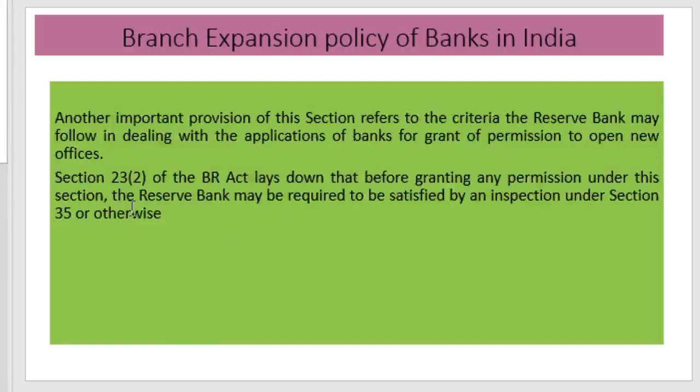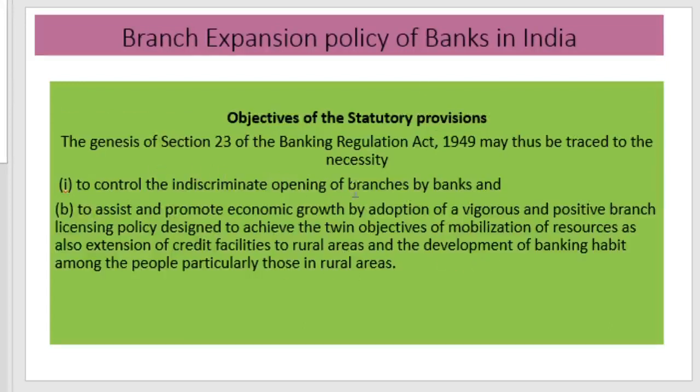Another important provision is Section 23(2) of the Banking Regulation Act, which lays down that before granting any permission under this section, the Reserve Bank may be required to be satisfied by an inspection under Section 35 or otherwise. This is another section which deals with banking branch licensing. Section 23(2) also says that certain conditions must be fulfilled for the setting up of new branches. Then the major objectives of these statutory provisions: the genesis of Section 23 of the Banking Regulation Act 1949 is due to two important reasons.